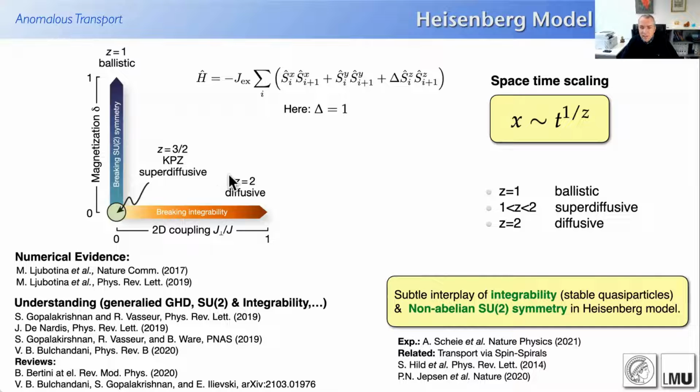So far, the understanding is that integrability and non-abelian SU(2) symmetry, or any non-abelian spin symmetry, play a crucial role for observing this KPZ dynamics. So we can test that in the experiment. We can, for example, break integrability by going to 2D by just increasing the transverse coupling, or we can break the SU(2) symmetry by increasing magnetization in the system, looking at how that system behaves.